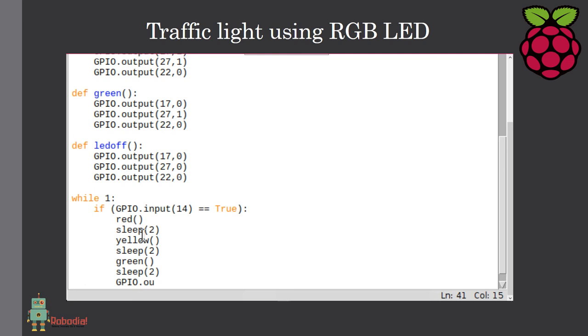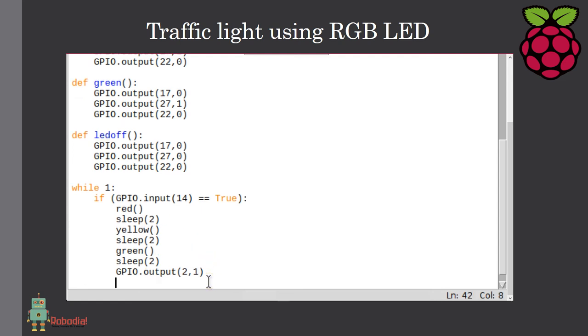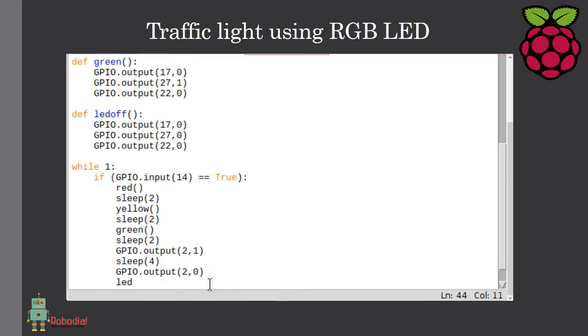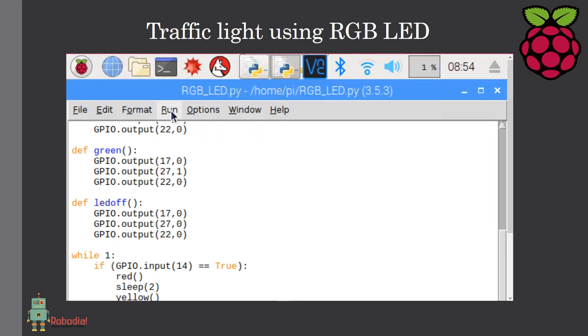And finally I am calling the buzzer, GPIO.output of my buzzer pin, which is connected with 2, and here comes the 1, as 1 represents on state. Sorry, this buzzer will then sound for 4 seconds and then turn off. And finally I am calling the LED off function to turn off the LED. Save the file and run it.